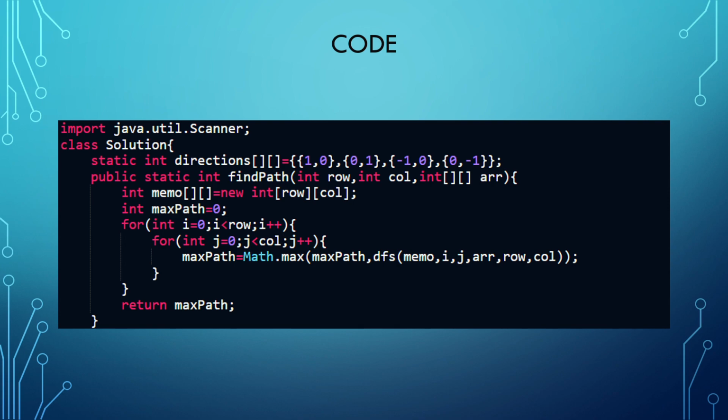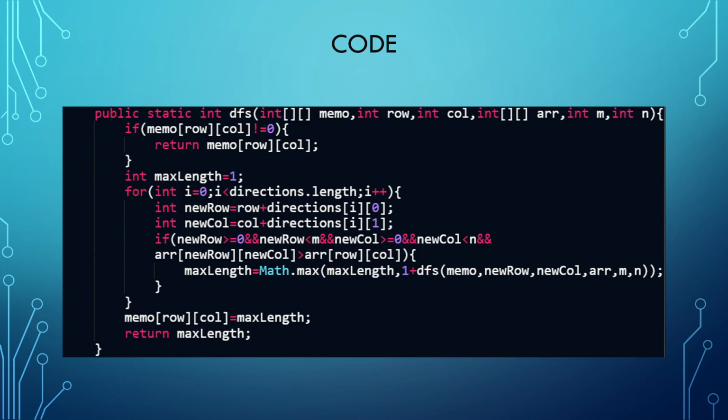Initially we initialize the memorization array with the same size as the grid. And now we initialize the maximum path to be equal to 0. And as said, we have to explore each cell in a grid. While exploring, we will be calling DFS for each cell and updating the max path accordingly, and finally we will be returning the maximum path after exploring all the cells in a grid. So now let's see the DFS method.